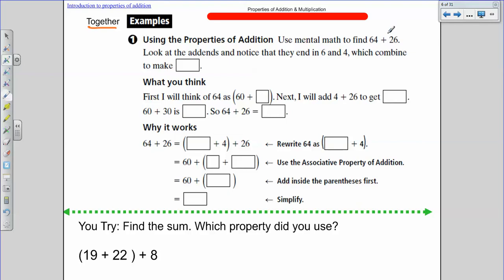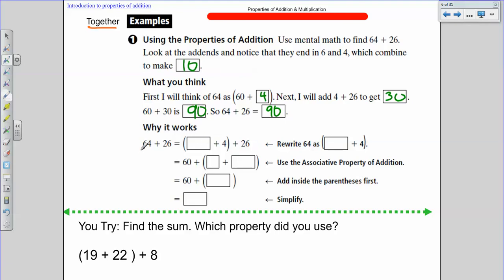Okay, so in this question, we want to use mental math to find 64 plus 26. All right, so we are going to look at the addends and notice that they end in 6 and 4, which combine to make 10. So I'm going to use my expanded form here and think of 64 as being 60 plus 4. So if I add 4 to 26, I can get 30. 60 plus 30 is 90. So 64 plus 26 is equal to 90. So that's the thought process of how we got an answer of 90.